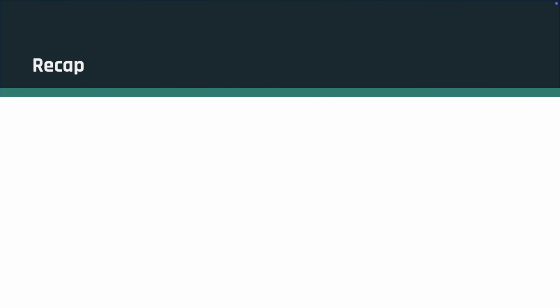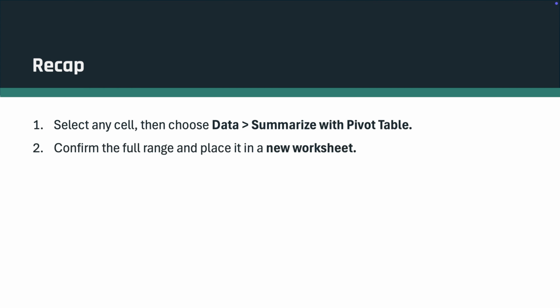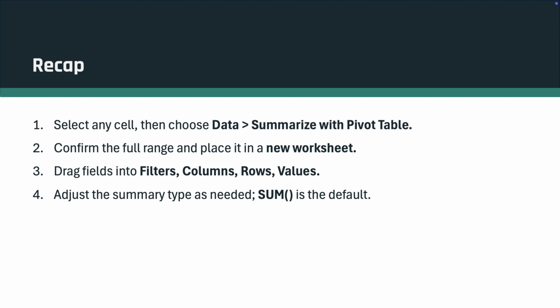In summary, here's how to create a pivot table. First, start by clicking any cell inside your data. Then, navigate to the Data menu and choose the Summarize with Pivot Table option. Next, a pop-up window will appear. Here, confirm that the full range is selected and select the option to place the pivot in a new sheet. After the new sheet is created, look towards the right and drag the fields you need into Filters, Columns, Rows, and Values areas of the interface. Finally, within the Values area, right-click a value to adjust your summary type as needed. By default, the sum function will be set.